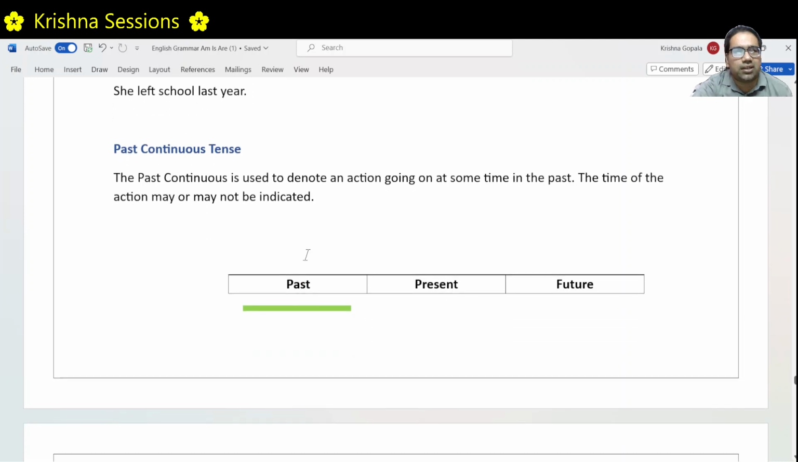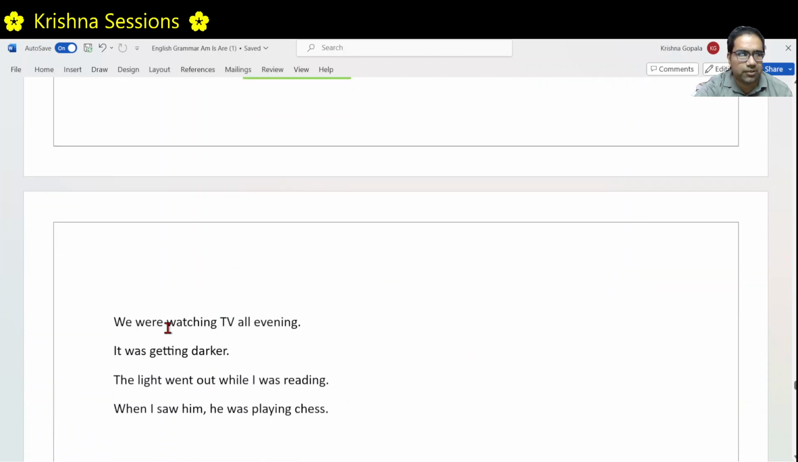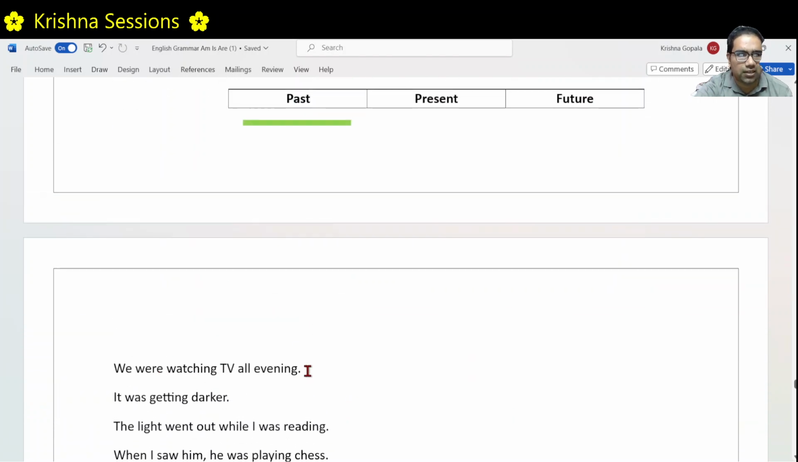Past continuous. Past continuous is some action happening at some point, an action going on at some point in the past. It is not just a finished action. It is a continuous action somewhere in the past. For example, we were watching TV all evening, let's say yesterday. That means there is a continuity. All the evening we were watching. The action was continuous. That's why it is past continuous. But it happened in the past time.